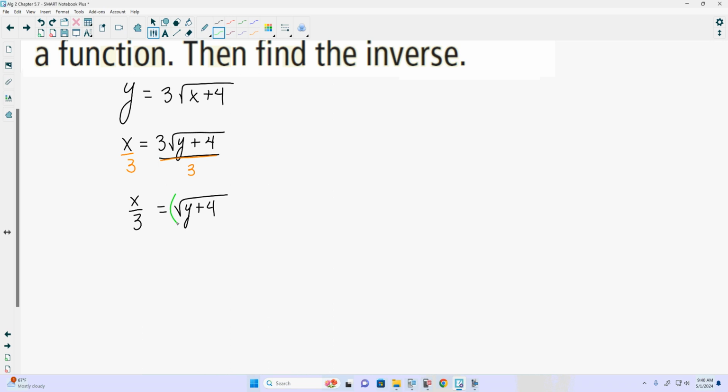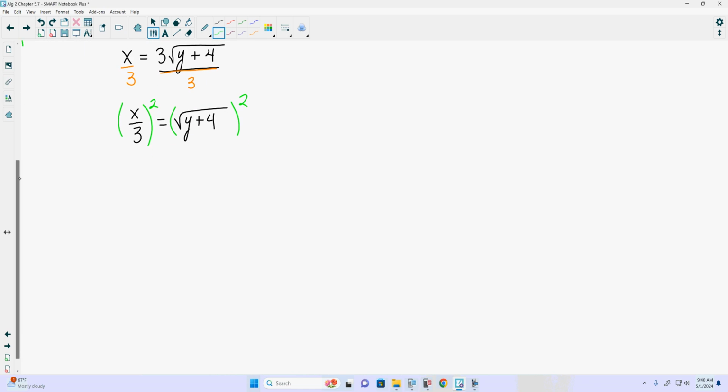Then we would put both sides to the second power. Now on the right-hand side, the square root and square would cancel. Notice we have y plus 4. Left side, we don't have any addition or subtraction in the top or bottom, so we can just square both terms. X squared as well, x squared. 3 squared is 9, yes?